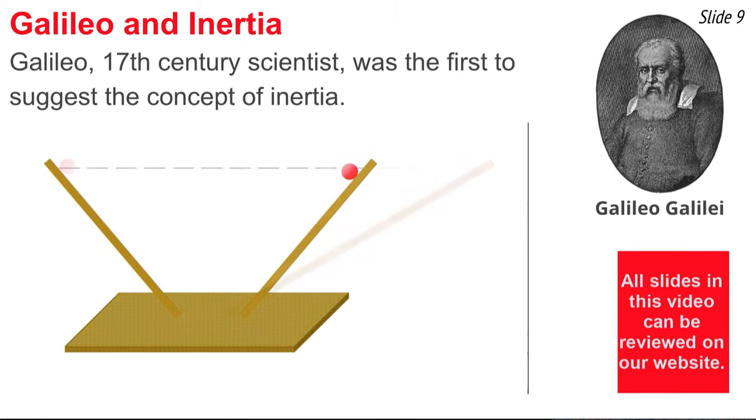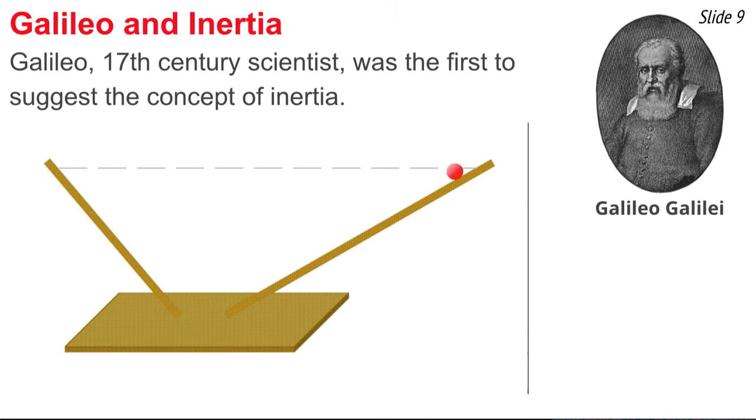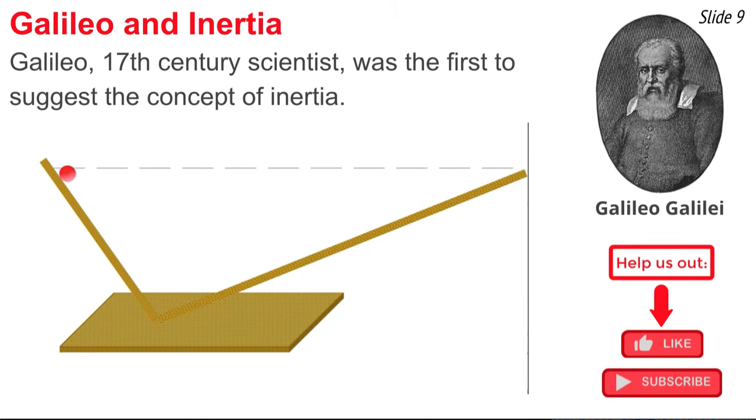Now, if he changed the angle of that second ramp, the ball would roll a little bit longer, but it would still roll until it got up to the original height. And if he changed the angle of that second ramp again so that it wasn't a very steep angle at all, the ball would roll even longer, but it would roll until it got to the original height.